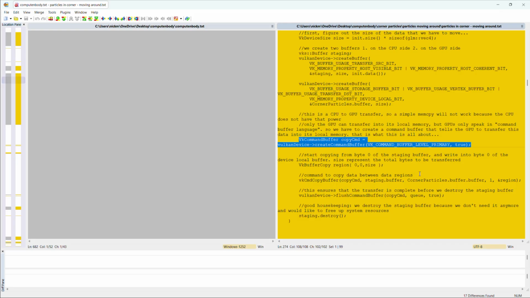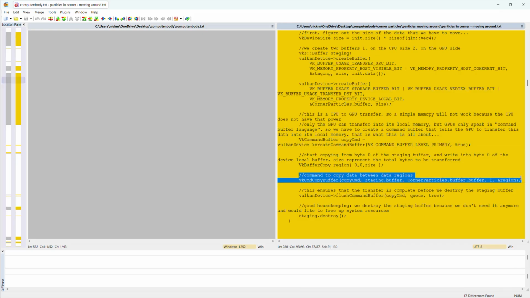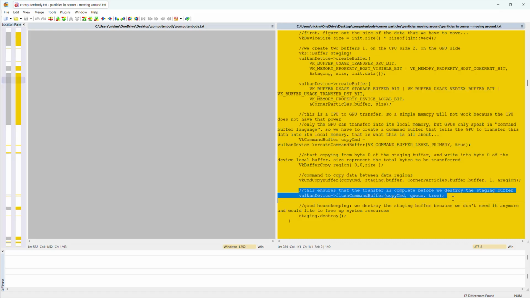Command to copy data between the regions, right? So we actually copy the data into the regions, and then we do a flush. This ensures that the transfer is complete before we destroy the staging buffer, right? So we do a flush here to make sure it's complete before we destroy. And then we destroy the staging buffer.